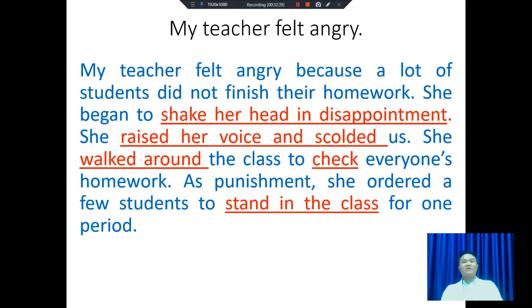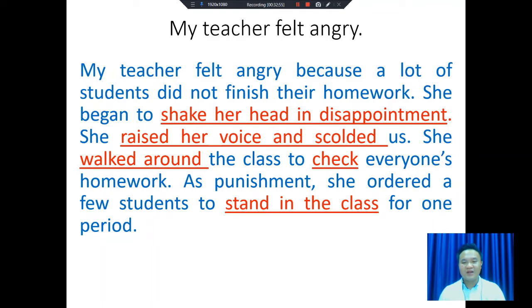So now: my teacher felt angry because a lot of students did not finish their homework. She began to shake her head in disappointment. You see, this is movement. She raised her voice and scolded us. Again, this is action.